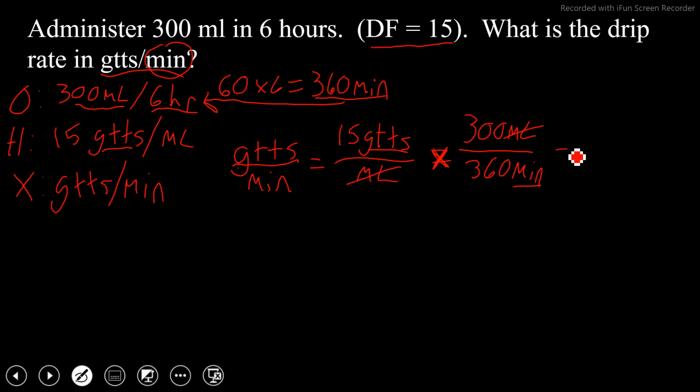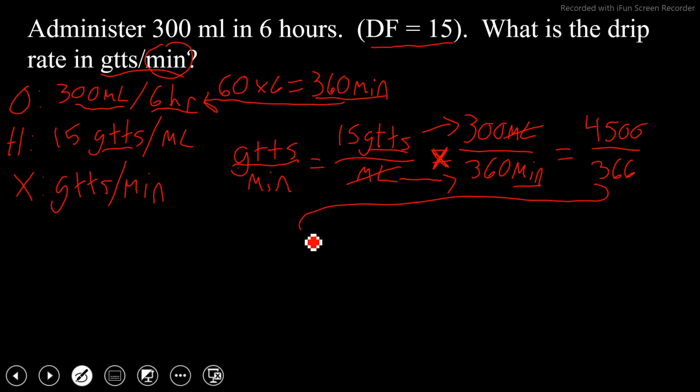So we are going to multiply across. 15 times 300 equals 4,500, and then 1 times 360 is 360. You divide these two, and you get 12.5. But remember, you can't have half of a drop, so we're going to round that. So 5 and above, give it a shove. We're going to round it up to 13 drops per minute.